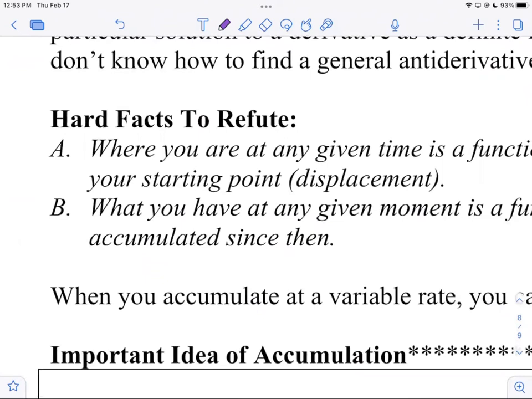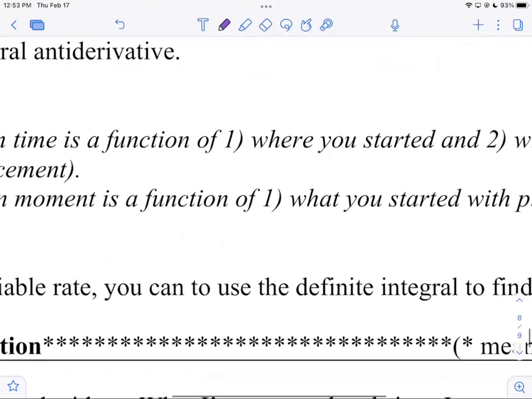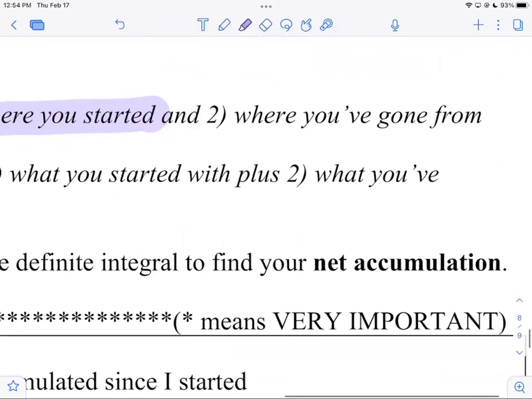Okay, we'll try it. Try to refute this, if you will. Where you are at any given moment. Are you with me so far? Where you are at any given moment is a function of two things. Refute it if you might, you're going to fail. Where you started, your starting point, and then where you've gone since then. You tell me those two things, I tell you where you are.